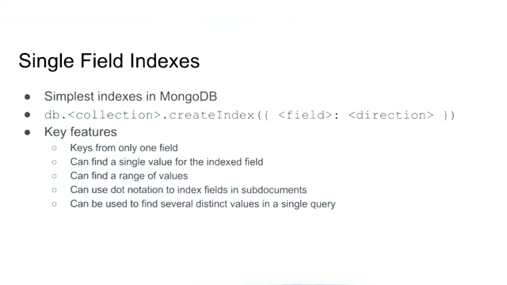So let's recap what we've learned. In these last 2 videos, we've learned that we can use a single field index to query on a single value or to query on a range of values. We can also use it for dot notation when using subdocuments. And finally, we've seen that we can use it for several distinct values inside of a single query. And that's what you need to know about single field indexes.